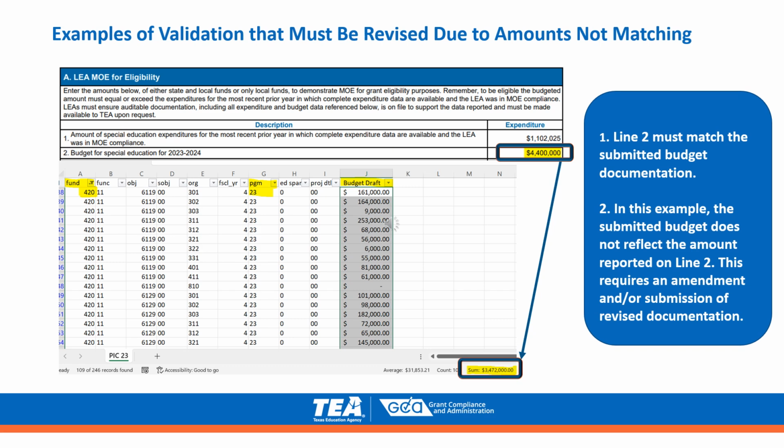This is an example of a validation that we conducted last validation season. You'll notice that in the documentation that was submitted, the expenditure amount does not match what was reported for the current school year on line 2 of the BS 6016 schedule. There are two options here. Either the LEA needs to submit an amendment so that line 2 matches what is reported on the documentation that was submitted, or the LEA needs to resubmit the documentation with the correct expenditure amount so that it matches line 2 on the BS 6016.